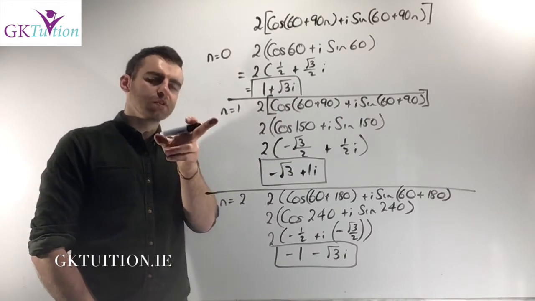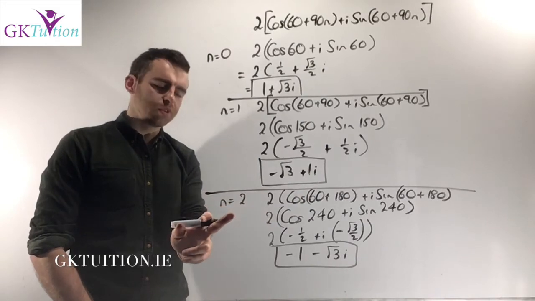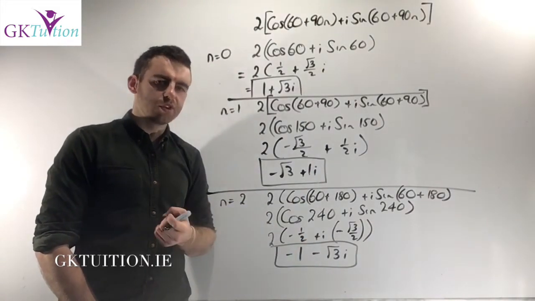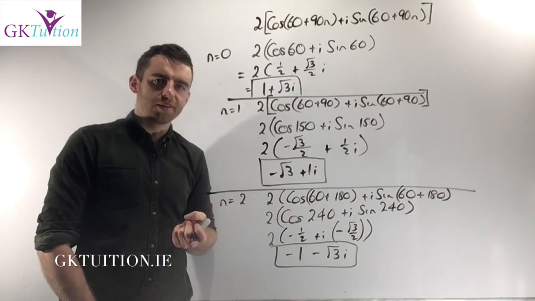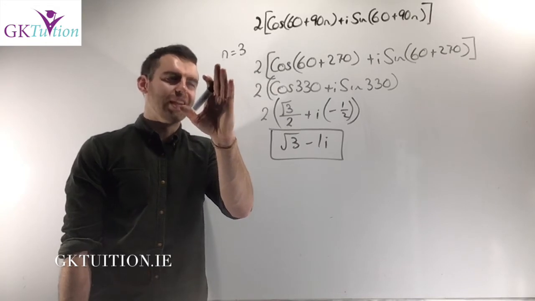When I subbed in n equals 1, I ended up with minus root 3 plus 1i. And when I subbed in n equals 2, I ended up with minus 1 minus root 3i. Now I'm just going to sub in n equals 3 and get my fourth answer. So to finish this one off, we just need to get our fourth answer by subbing in n equals 3.